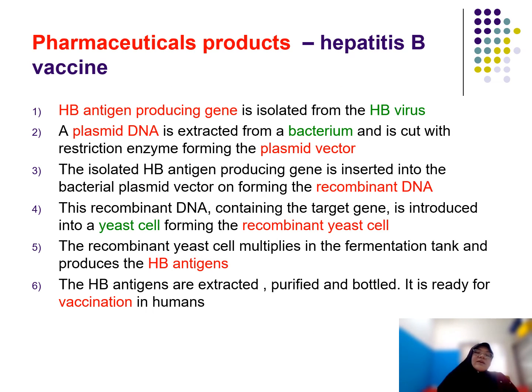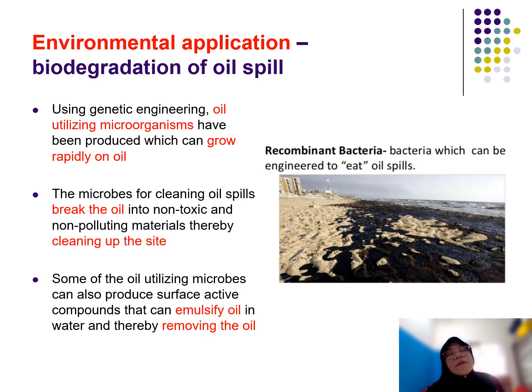So next, other than for pharmaceutical and medical application, for environmental application is that, okay, the recombinant DNA help in biodegradation of oil spill, okay, tumpah minyak dekat laut kan. So because of the tumpahan minyak, because of kapal-kapal kan, kita hasilkan bakteria yang boleh hidup dengan minyak. So kita akan tabur the bakteria. So bakteria bukan bakteria biasa-biasa, bakteria known as recombinant bacteria. So this recombinant bacteria, okay, they can eat the oil that spills on the sea.